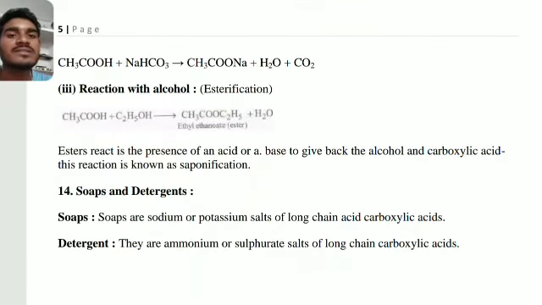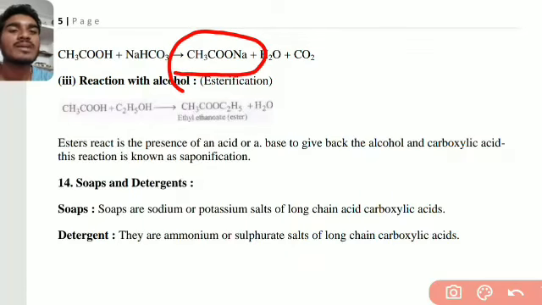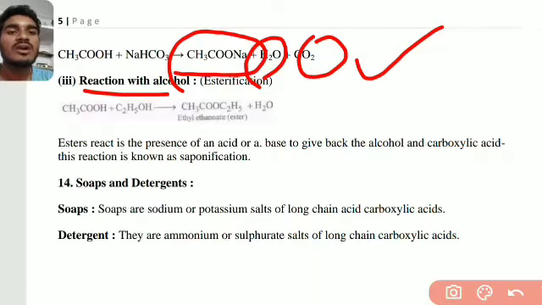Next, the acid, CH3COOH, reacts with sodium bicarbonate. It produces the same sodium acetate and water plus carbon dioxide. And next, reaction with alcohols.